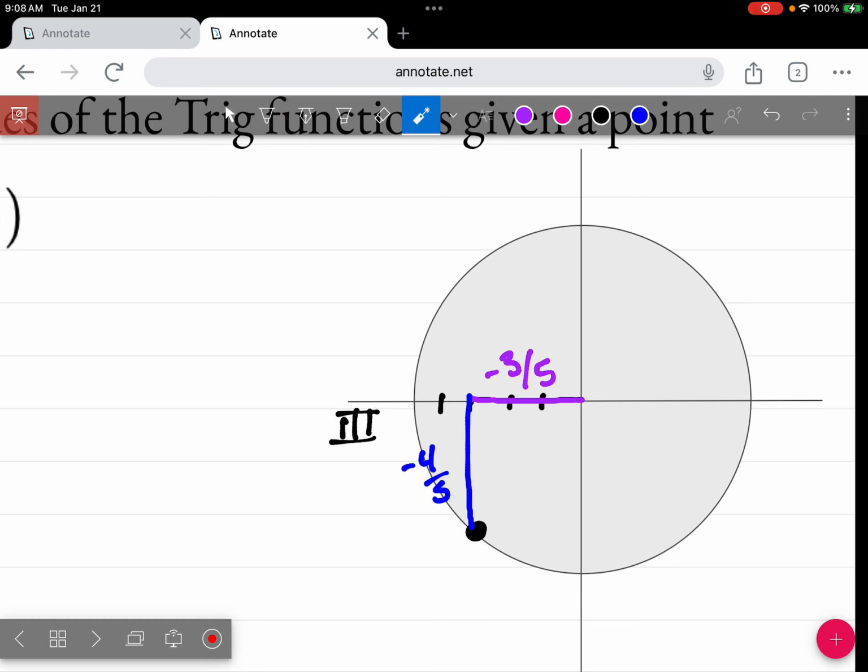So r squared is going to be our -3/5 squared. That's going to give us 9/25. And -4/5 squared gives us 16/25, because it's the same thing as if I square the top and square the bottom. And 9 plus 16 gives us 25, so our r squared is the same thing as 25/25, which is just 1. So that means our r is just 1.